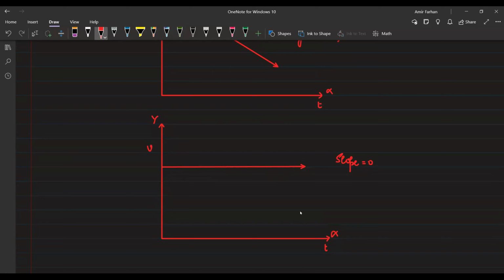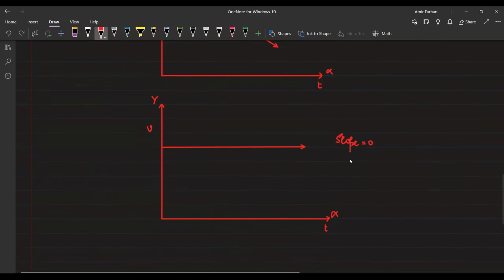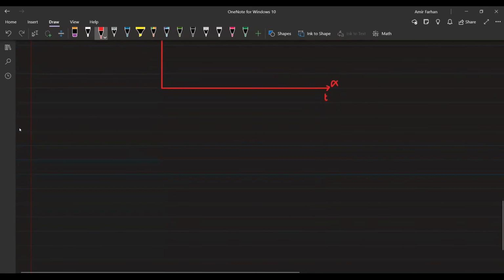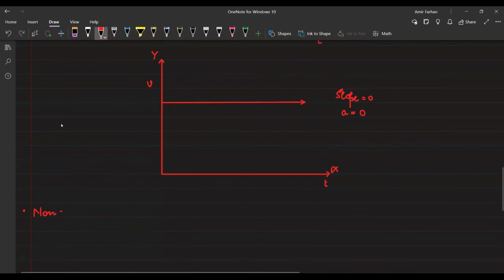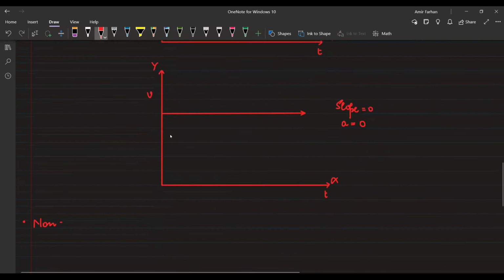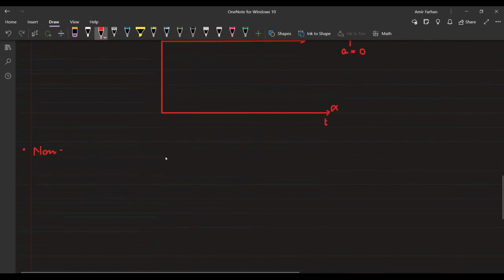Any doubt here? Anyone? Any doubt so far? So slope zero means that acceleration is zero. Clear? Okay. Now what about non-uniform accelerated motion? These three graphs are important. In the VT graph, constant acceleration, that is uniformly accelerated motion, is this one, positive; negative is this one; and zero acceleration would be a straight line parallel to the x-axis.